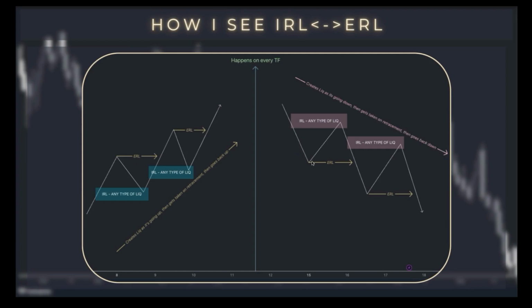We're going down, and as we're going down, there's some IRL being created, as well as some ERL, goes up, takes some of it out, goes down, takes ERL out, goes back up, takes some IRL out, goes back down, takes some ERL out. It's really that simple. This happens on literally every time frame. Open up a chart, check it out, see what you can spot. But I'm telling you, it's really that simple. So let's move on.